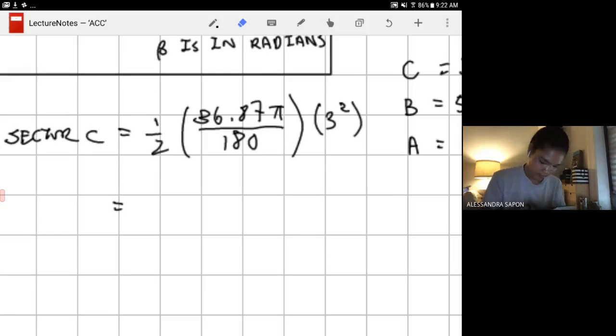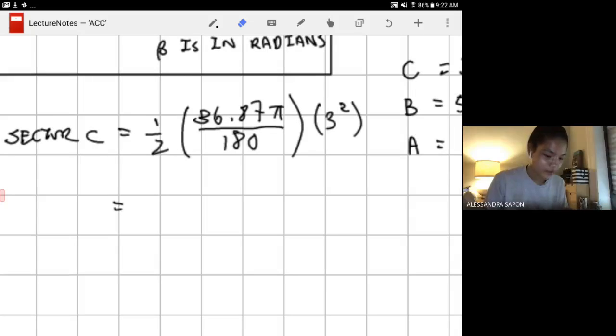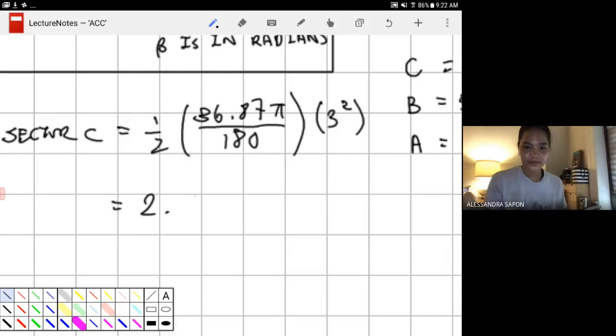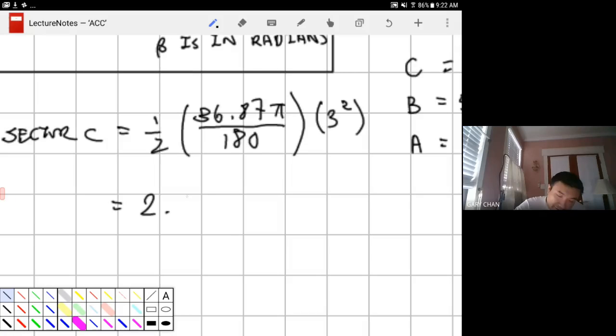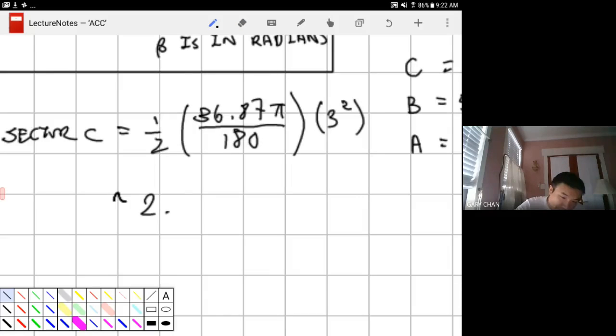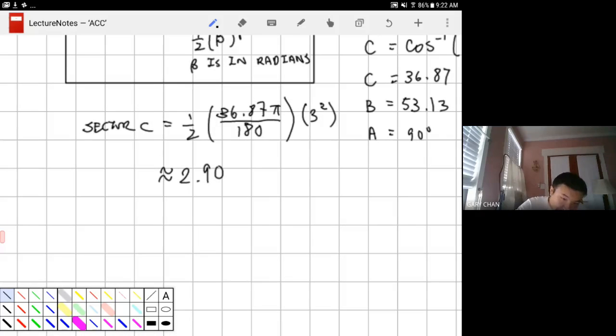So 1/2. 2.8957630028. Okay, so 2.8957, you said, right? Yeah. So it's approximately 2.9 then. 2.90. Okay. I'm gonna round to 2 decimal places, so it's approximately 2.90. And then we're going to do the same thing.